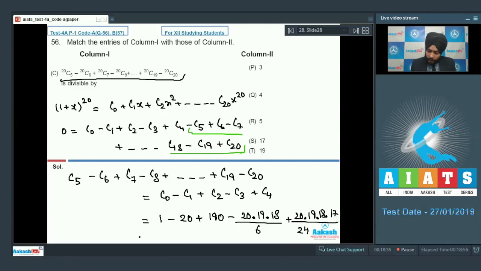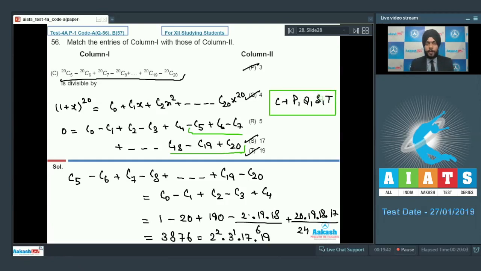No doubt, a calculative problem. The answer will come out to be equal to 3876. It is further equal to 2 square into 3 power 1 into 17 into 19. So it is divisible by 3, 4, 17 and 19. So C matches with P, Q, S, T. Fine. This is the final answer. Let us move on to D part.